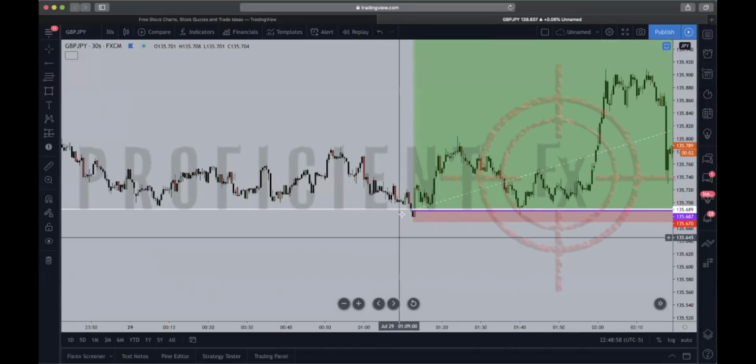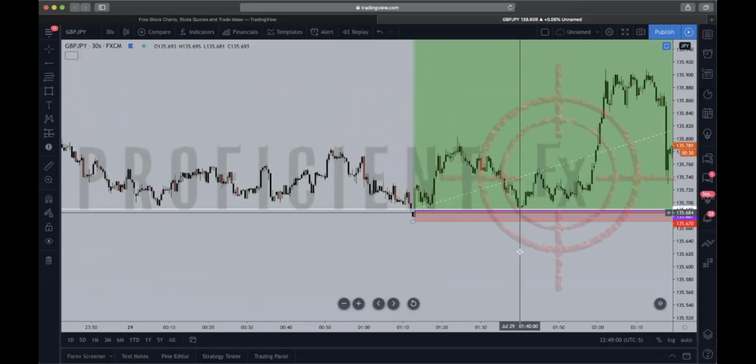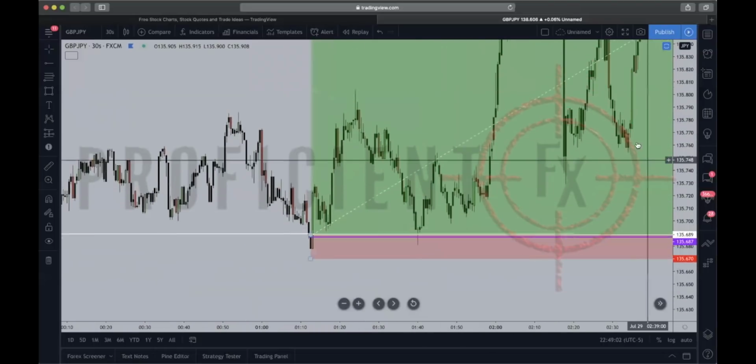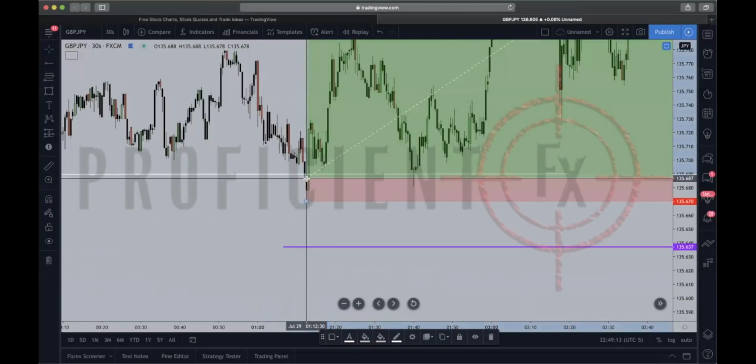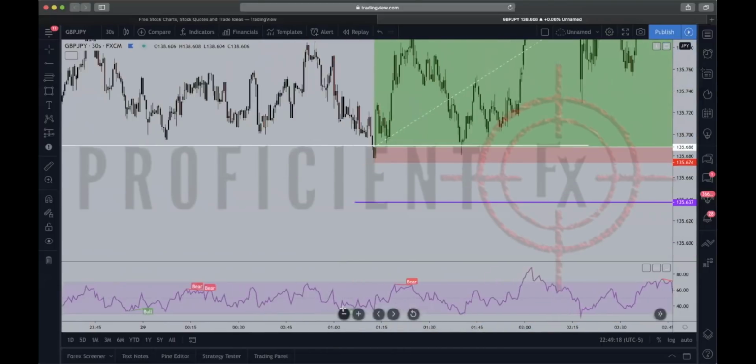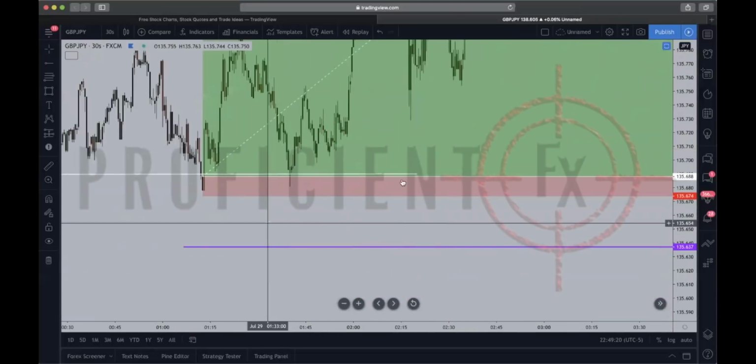Again, buy the retest. Look at that entry, 30-second chart. There's your buy right there. Okay, so let's move this. We're gonna put this right on there. Stop loss goes below the low, and you can round it to the nearest pip.